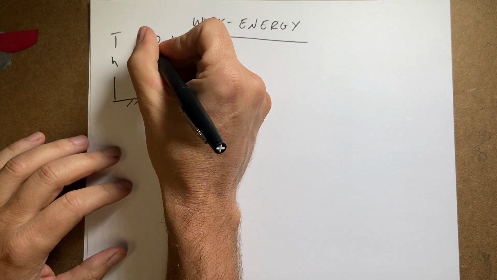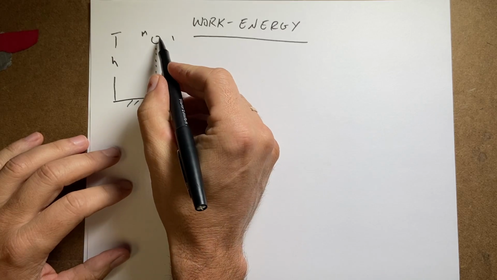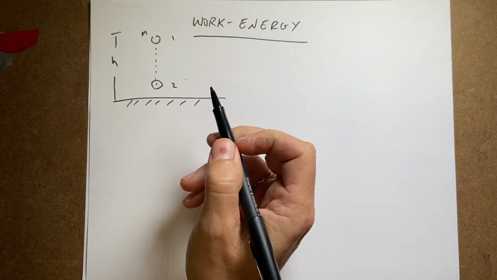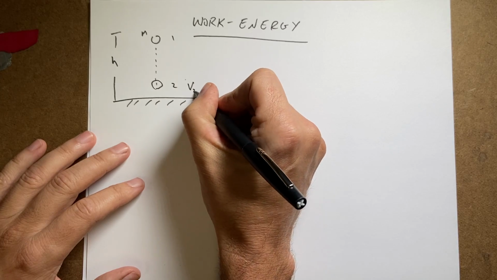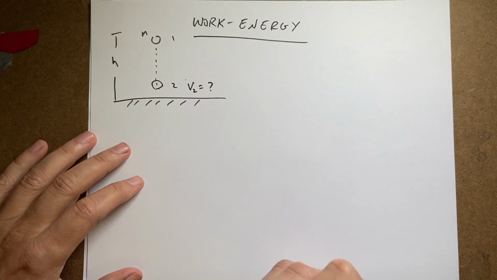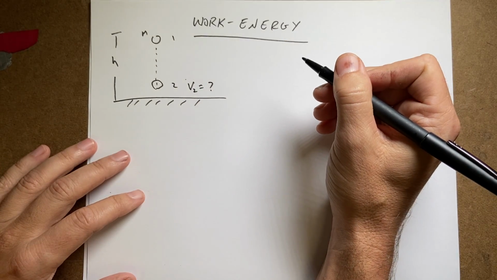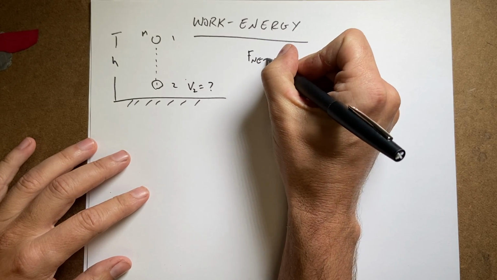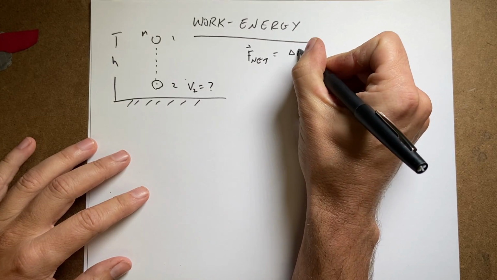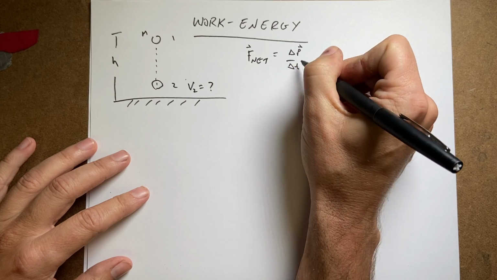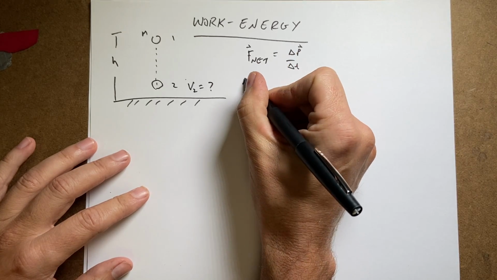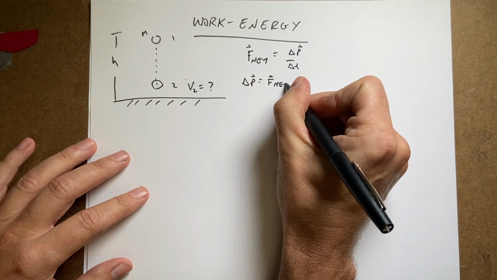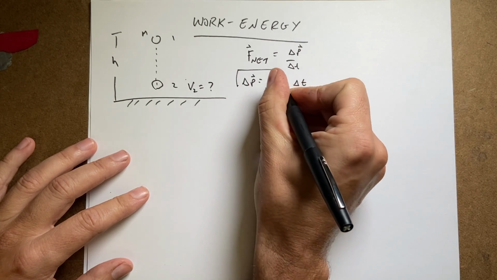If I have this ball of mass m and I drop it and it goes from position 1 to position 2, a drop height of h, then how fast is it going down at the bottom? V2 equals the magnitude. So you could use the momentum principle. The momentum principle says that the net force is delta P over delta T. So if I want to find the change in momentum, that'd be delta P equals F net delta T. That's the momentum principle.